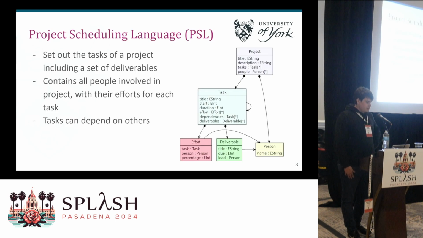So the project scheduling language is primarily focused on a project which is made up of a bunch of tasks, each of which can contain any number of deliverables, containing all of the people as well within the project, and this has a bunch of efforts which relate the tasks to the people and the percentage of their effort that they're going to put into that task. And also we have the fact that different tasks can depend on each other.